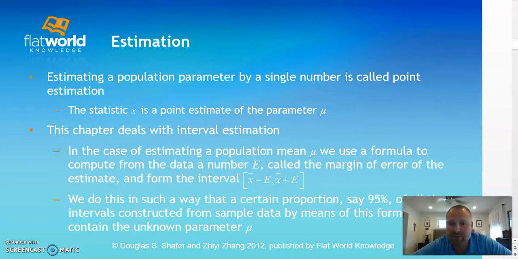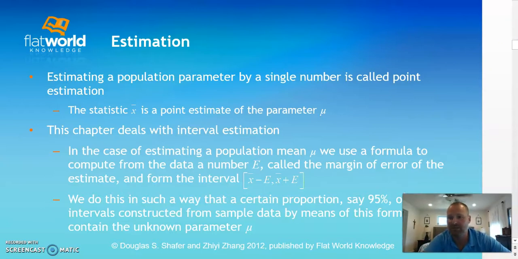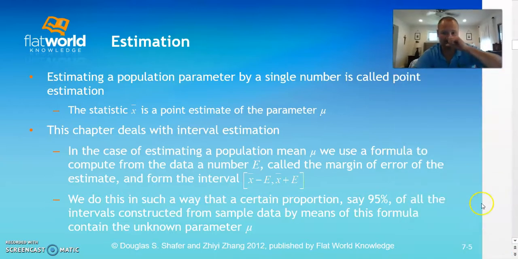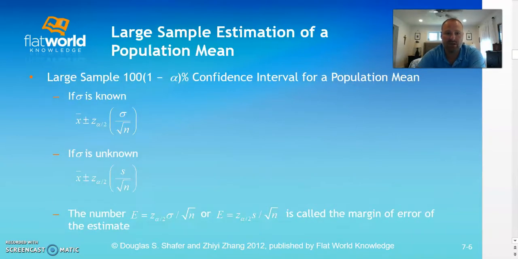We do this in such a way that a certain proportion, say 95%, of all the intervals constructed from sample data by means of this formula contain the unknown parameter mu, or the mean. So here are some formulas that we're going to work through.